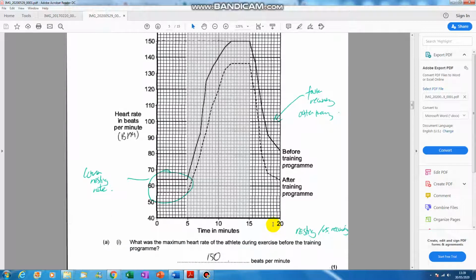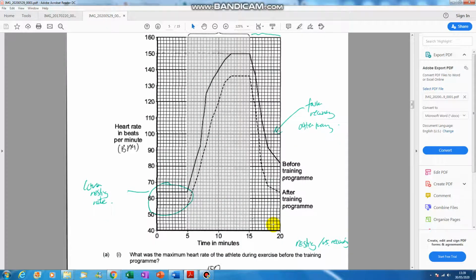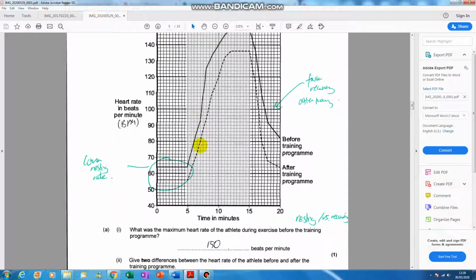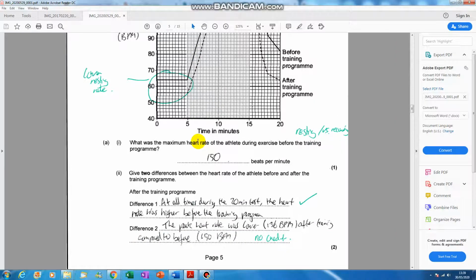So maximum heart rate during the program, reading off the top, you should get 150. That's the correct answer. Next one.